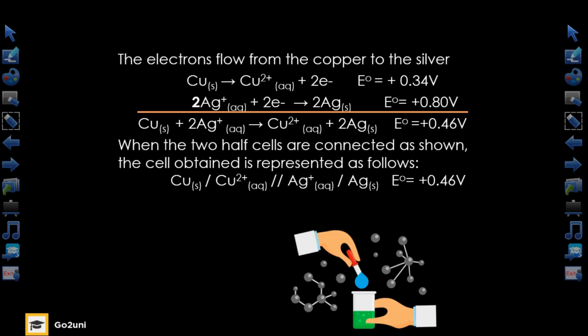So we can see that according to the electropotential value for copper and silver, the overall potential for copper and silver will therefore be 0.46 volts. So that tells us that copper has been oxidized while silver has been reduced. So we shall get to see how to calculate the EMF of a given cell as we proceed down into the discussion.